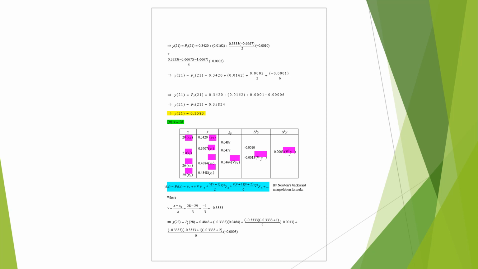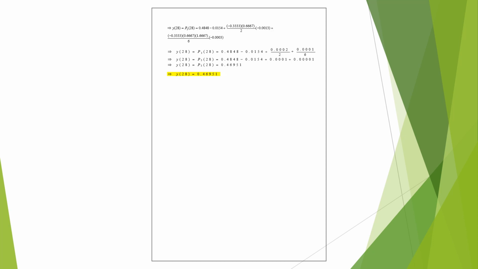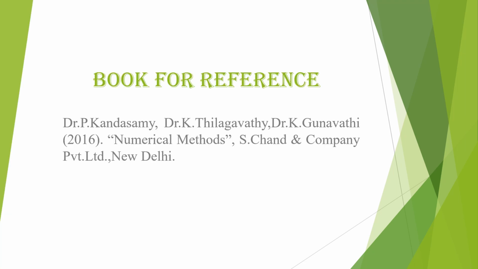We can get the value of y at x equal to 28 is 0.46951. So this is the example of Newton's backward interpolation. So this is the book for reference.